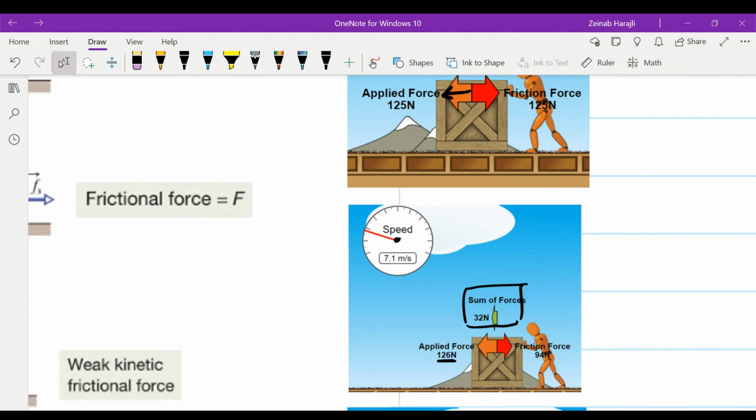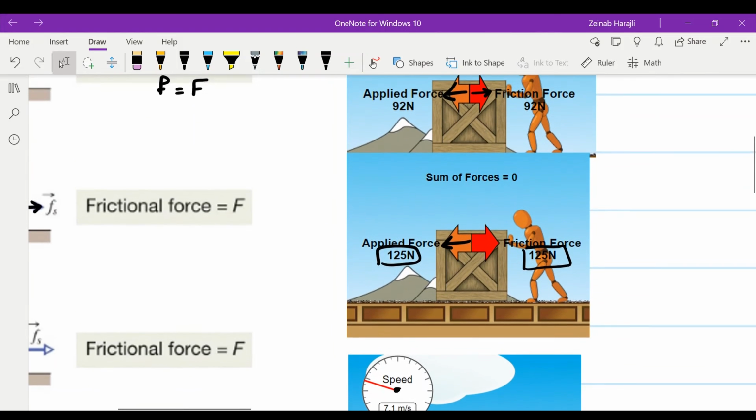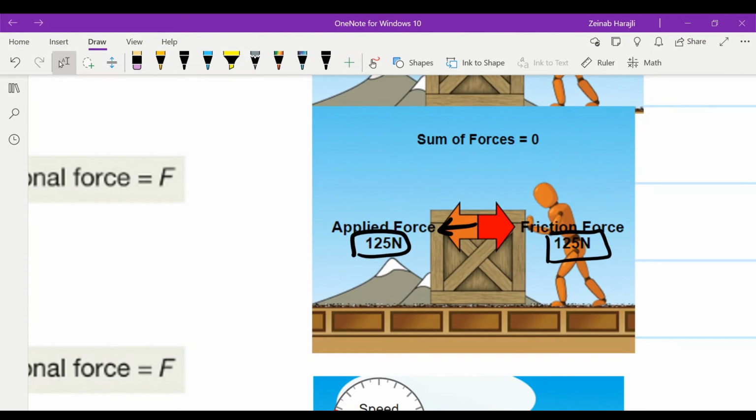So you can see here when the applied force was 125 newtons, the friction was also 125, but once we increased the applied force to 126 and the box started moving, the friction drops to a value of 94 newtons. So this is because we have a new kind of friction once the object is in motion. When the object is in motion, the friction exerted on it by the surface below this object is going to be a kinetic friction, versus a static friction that is exerted by the same surface on stationary objects.